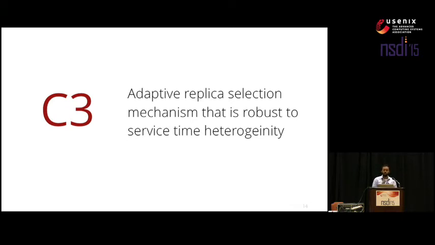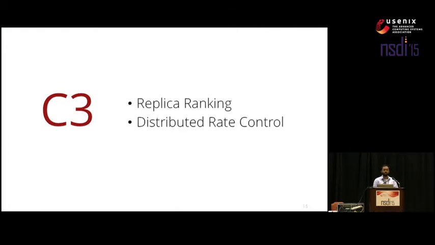C3 is an adaptive replica selection mechanism that is robust to performance heterogeneity in the environment. C3 achieves its objectives through a combination of two mechanisms, which we call replica ranking and distributed rate control. With replica ranking, C3 clients can prefer faster servers in order to improve their response times. And with distributed rate control, we ensure that a fleet of C3 clients do not collectively overwhelm individual servers in a Cassandra cluster, or in a cluster. So first, let's talk about replica ranking.